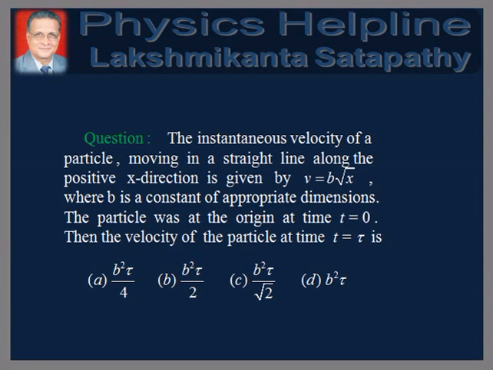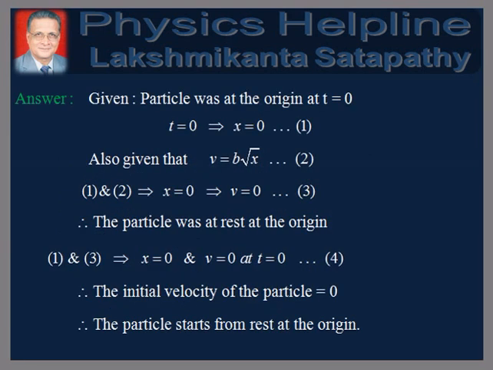The options are b square tau by 4, b square tau by 2, b square tau by root 2 and b square tau. Now for the answer.